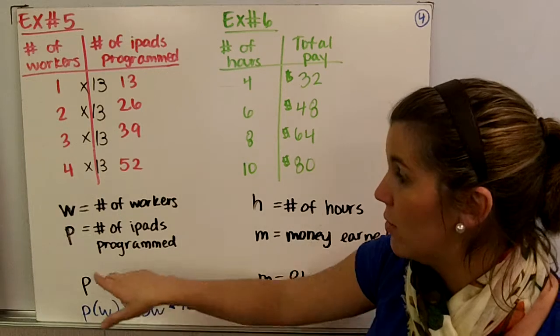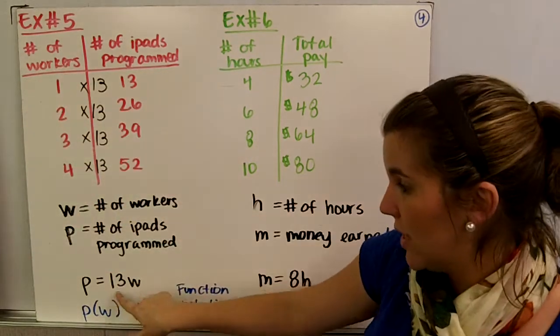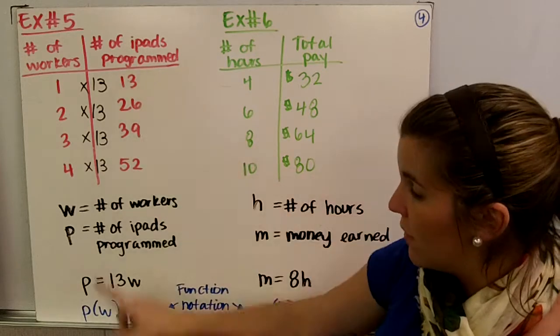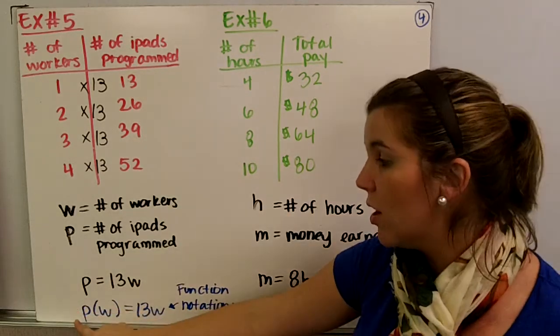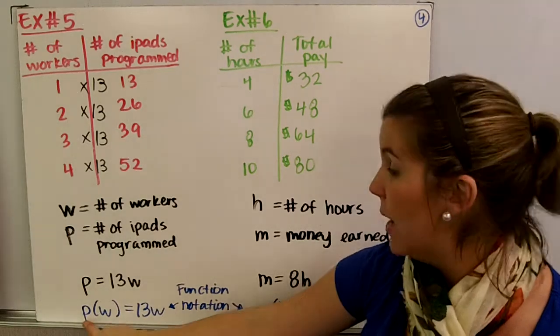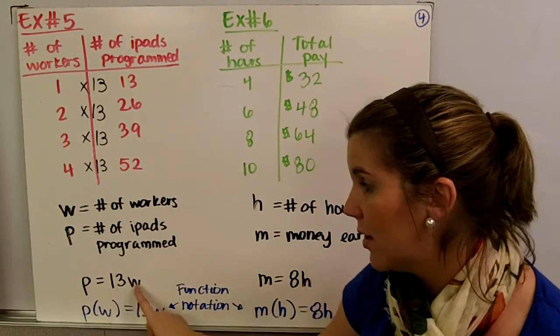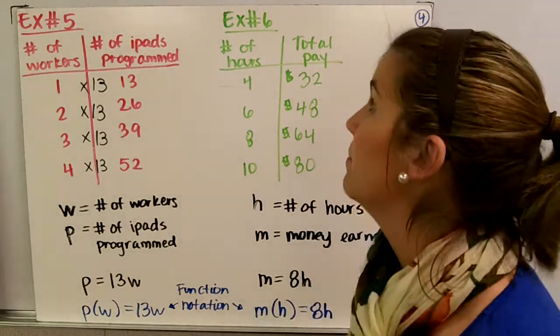13 times W. The workers times 13, that's 13W. And that's going to give us these values, the number of iPads programmed. You can also write it in function notation. P of W equals 13W. That's the same thing as writing P equals 13W.